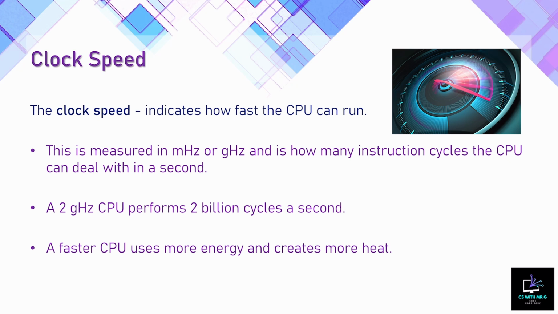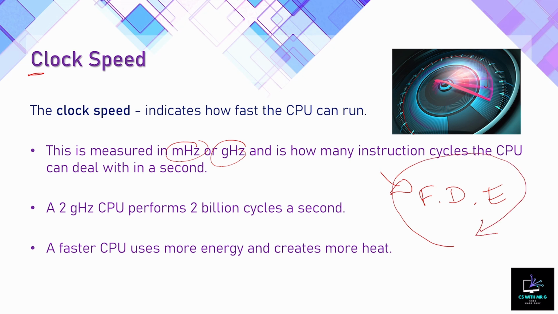So coming away from cache and looking at clock speed, this is the second C. Just like a speedometer on a car, the clock speed indicates how fast your CPU can run. Now the way this is measured, just like a car is measured in kilometers per hour or miles per hour, is in what we call megahertz or gigahertz. Now this comes back to the Fetch-Decode-Execute cycle, which we discussed in the previous lesson. And the Fetch-Decode-Execute cycle is the process in which the CPU gets an instruction, decodes it and executes it. So it's basically how many instructions a second the CPU can process.